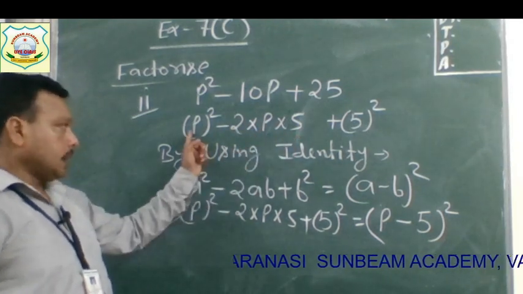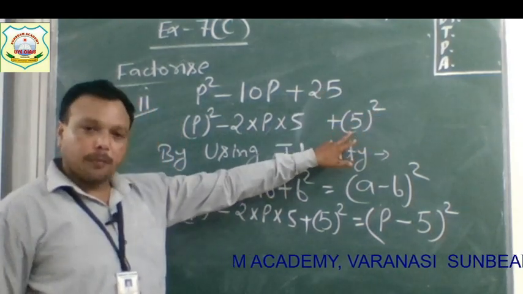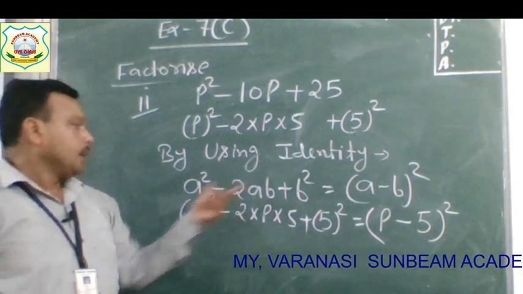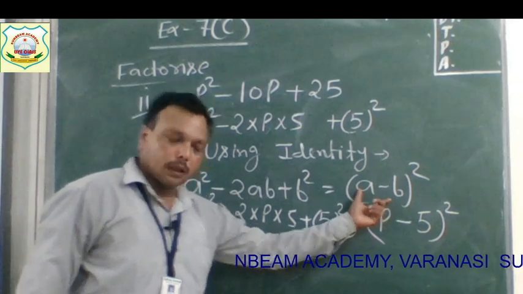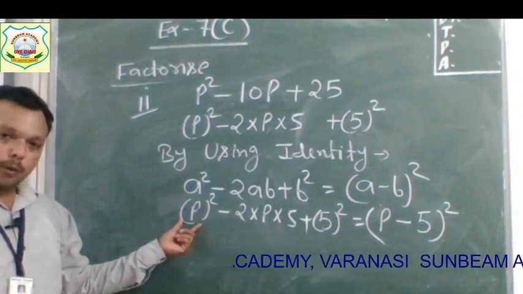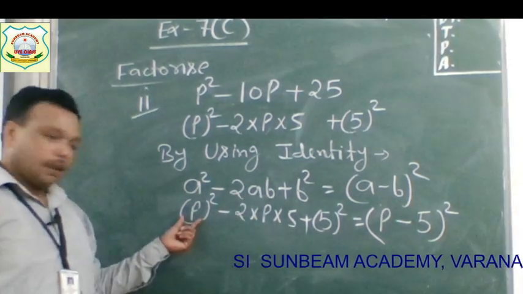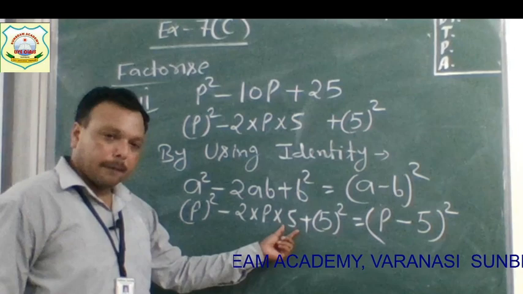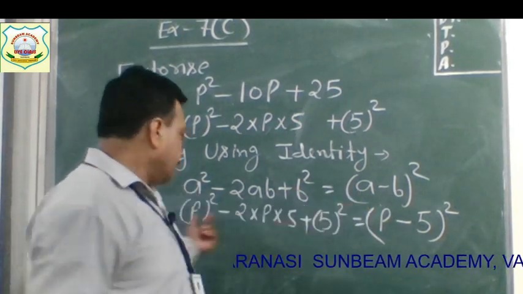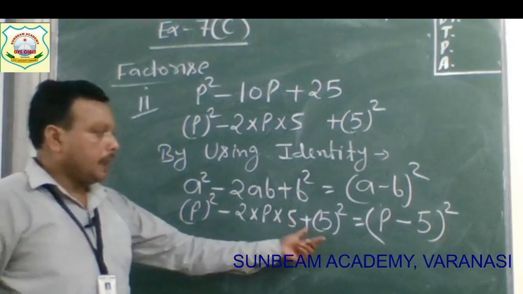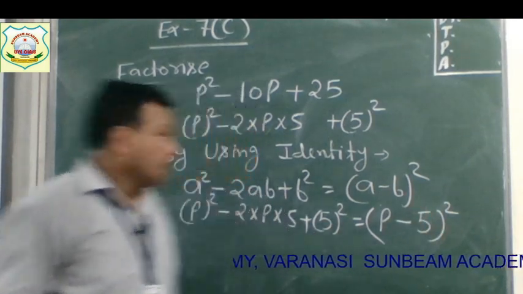25 is the square of 5, so b is 5. By using the identity a square minus 2ab plus b square, that is the form of a minus b whole square. So a square, that is p square, minus 2ab, that is 2 multiplied by p as a and 5 as b, plus b square, that is 5 whole square, equals p minus 5 whole square. Clear, students? Now, note it down everyone.